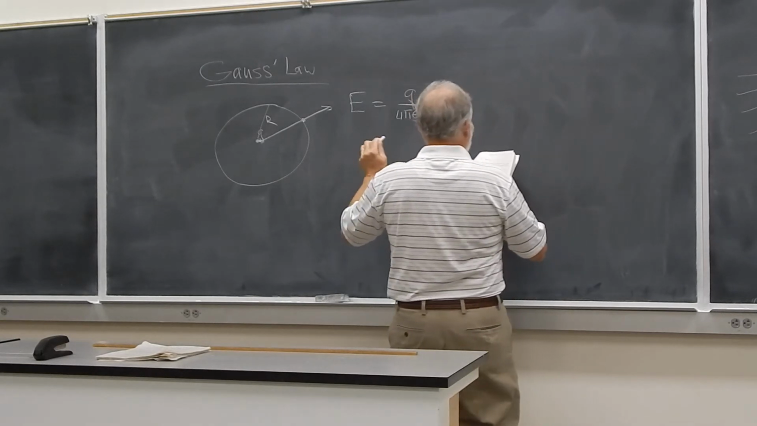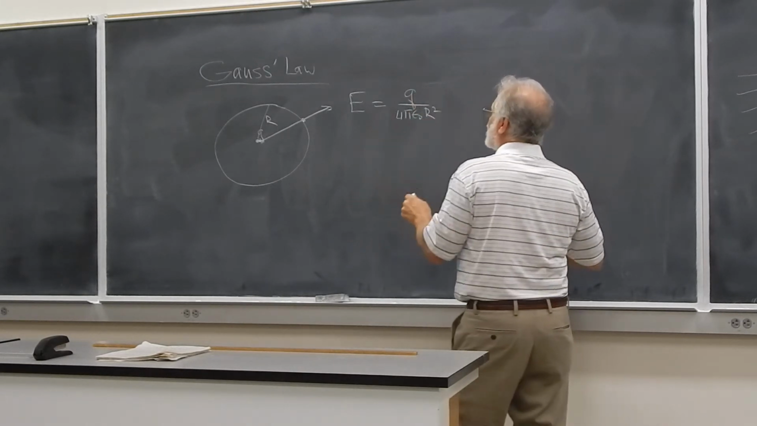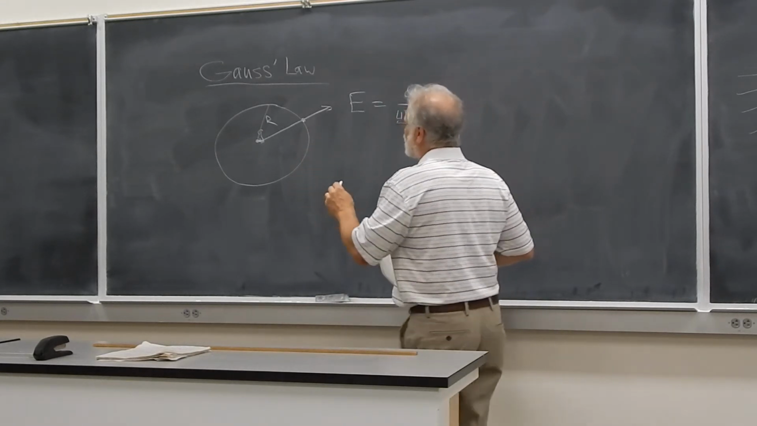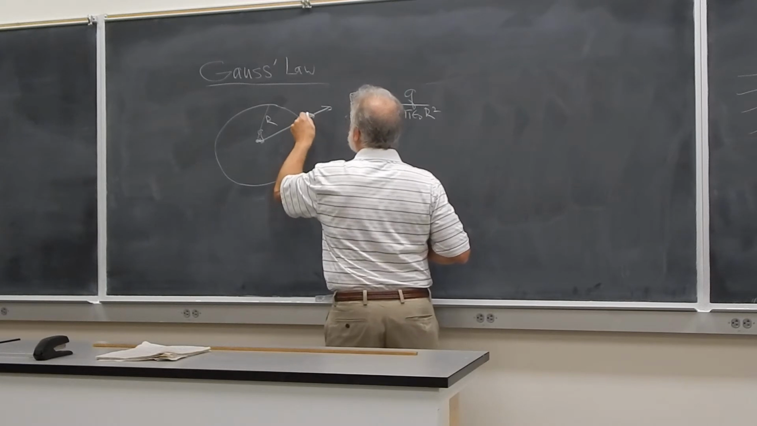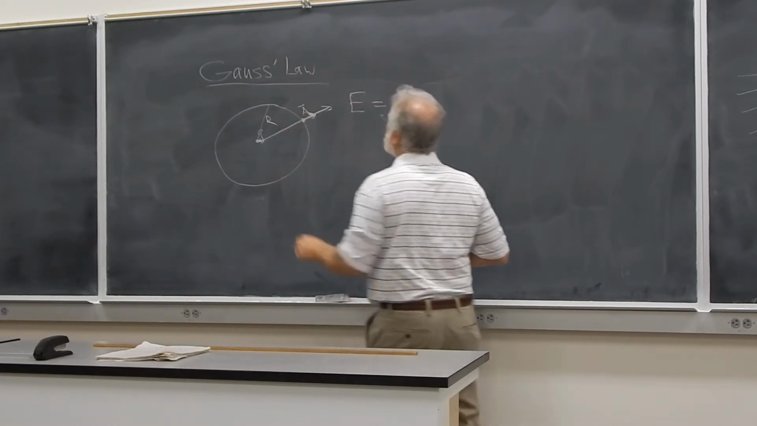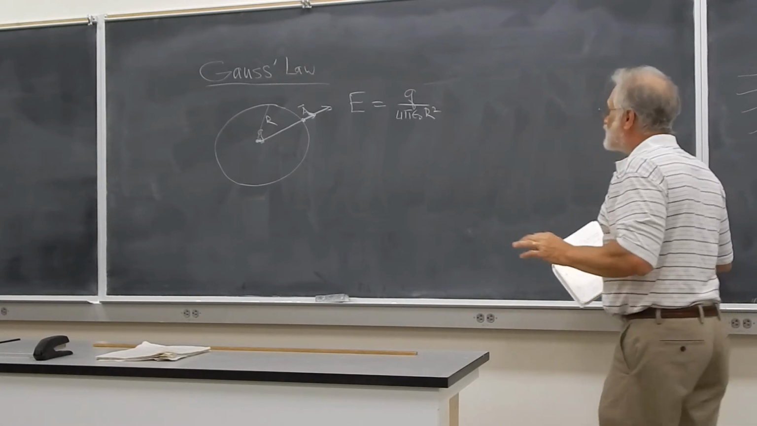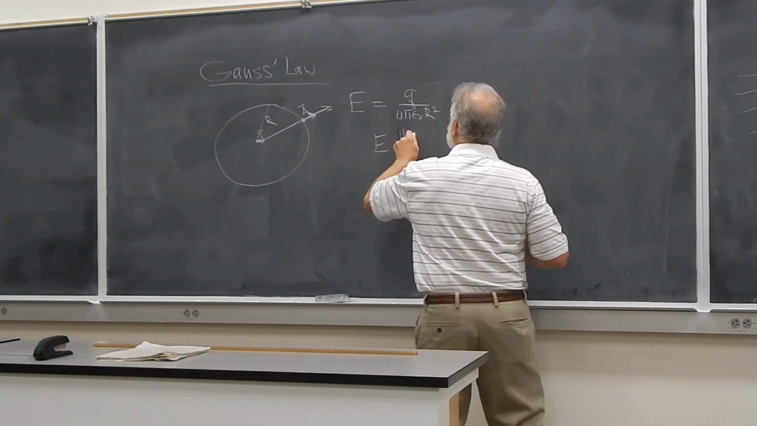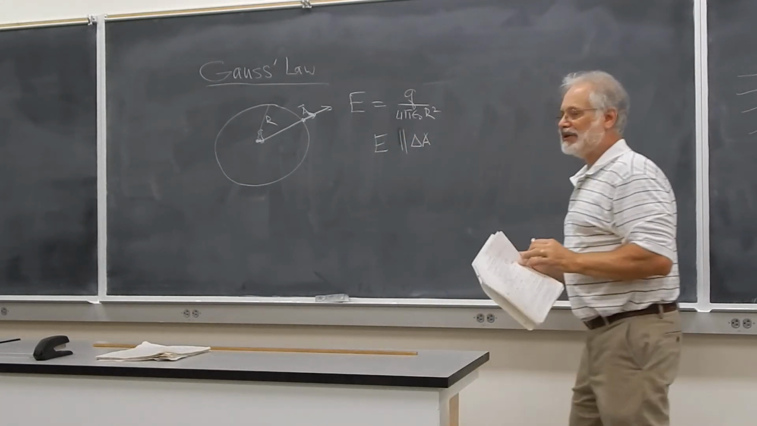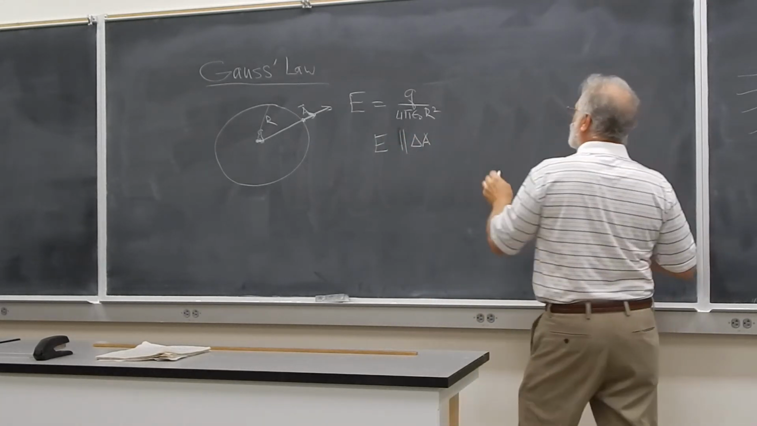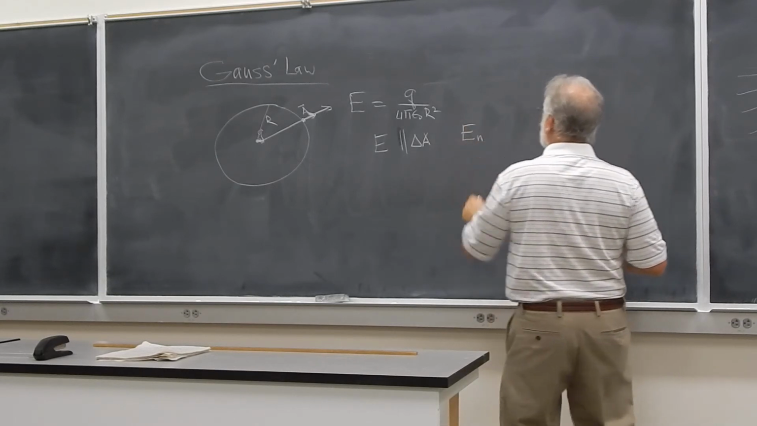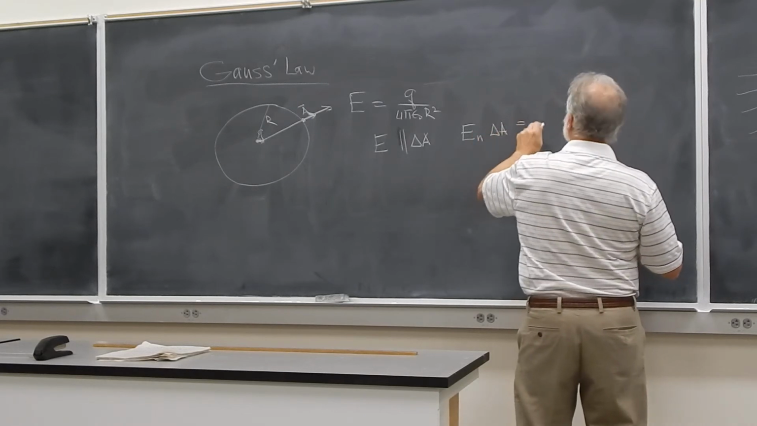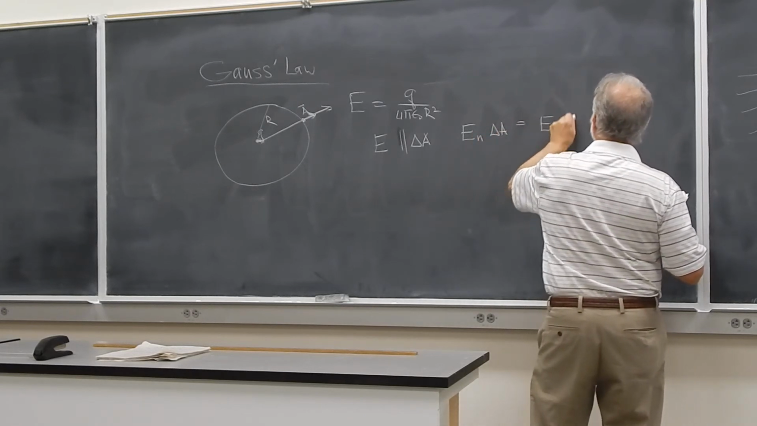So I know that E field lines point radially outward. I also know that an area vector at this point points in the exact same direction as the E field lines do. So E and what we might call delta A are parallel to one another, which is to say that the normal component of E and delta A just equal E times delta A.